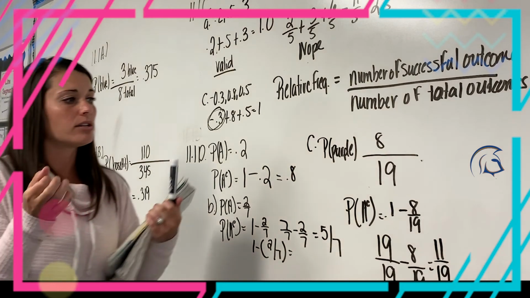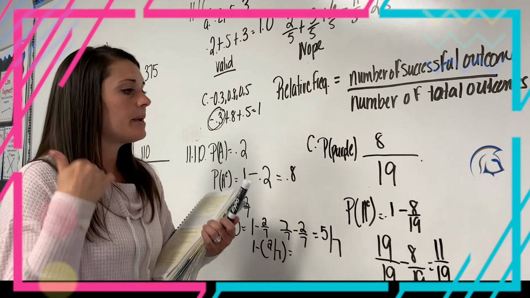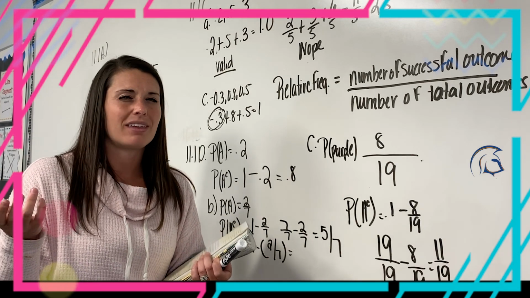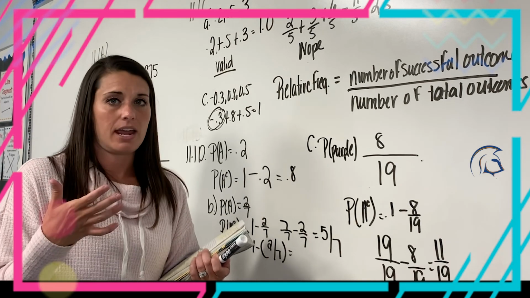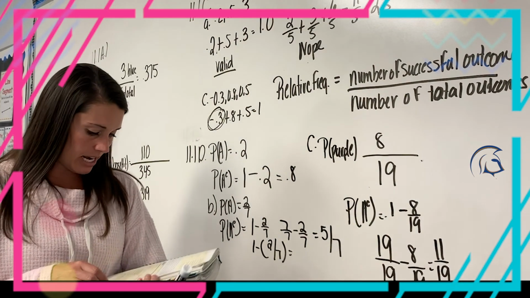Now, you could also type in 1 minus parentheses 8 divided by 19, and it will give you the decimal form, and I think it's like 0.58. Okay, so I think either way I'm good with. I can grade either one of them.